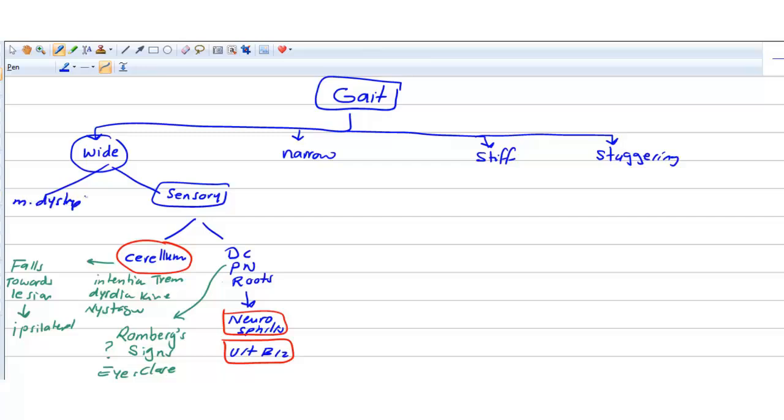In muscular dystrophy, the patient presents with a wide gait or waddling gait, which is basically gluteal muscle weakness. So here it's waddling gait or gluteal muscle weakness. So this is the wide gait. You get the three: cerebellum, dorsal column, and the gluteal muscle, sorry. What else?